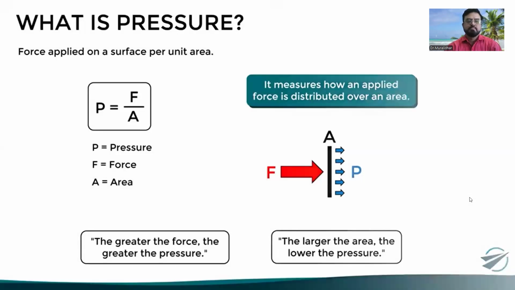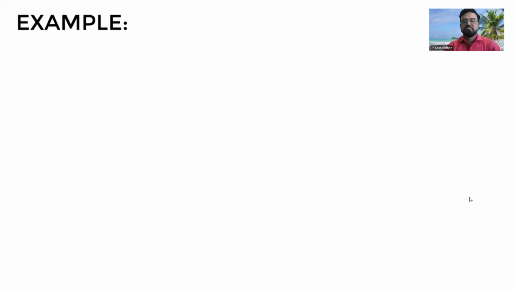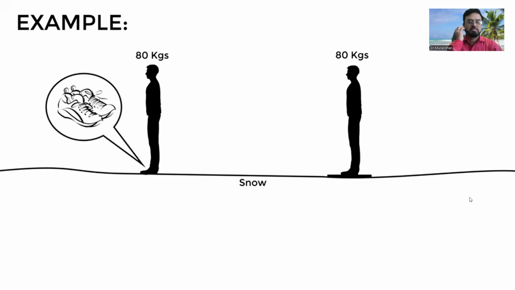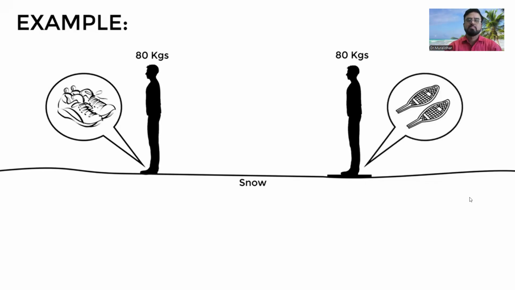Let's look at a couple of examples to better understand this relationship between force and area. Suppose that two people of equal weight are standing on a loose snow surface. Now, the fact that they both weigh 80 kilograms implies that the force they will exert on the snow will be the same in both cases. However, the difference is that the person on the left is wearing regular shoes, while the one on the right is wearing special snow footwear with a much larger sole. The area is more. We can observe this.